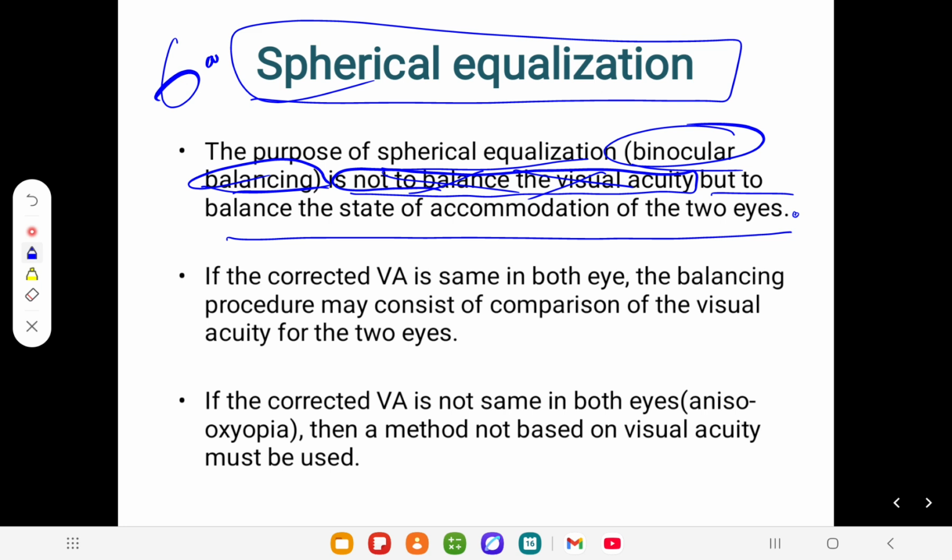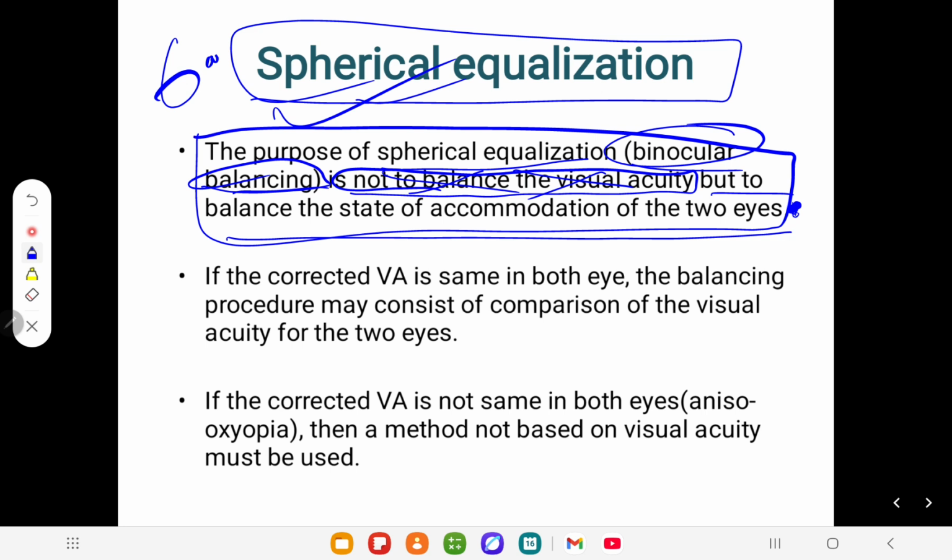That's not the purpose. The purpose of spherical equalization, also known as binocular balancing, is to balance the state of accommodation of the two eyes. It's crucial. I know you are going to be judged by this answer, on how much of refraction and subjective refraction you have read. If the corrected visual acuity is the same in both eyes, the balancing procedure may consist of comparison of vision. May, just remember this, may compare.